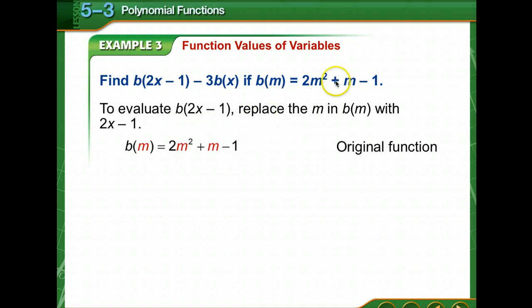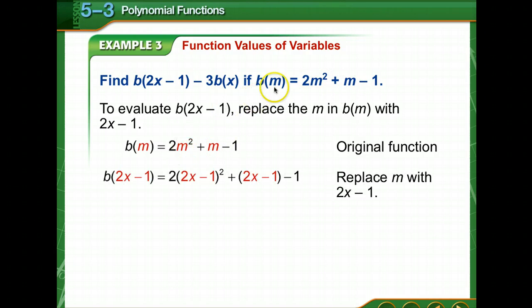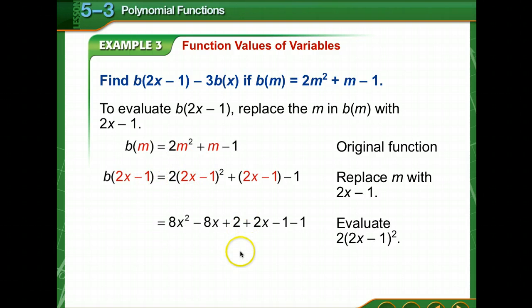So let's look at this one. 2m squared plus m minus 1, that's our original function. Now let's find out what would happen here. Evaluate this one for 2x minus 1. So we're going to simply replace 2x minus 1 every time we see an m. Combine our like terms.